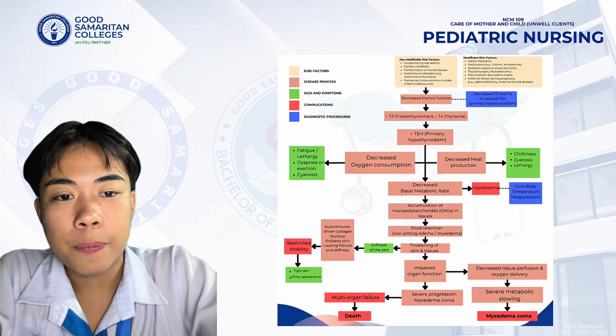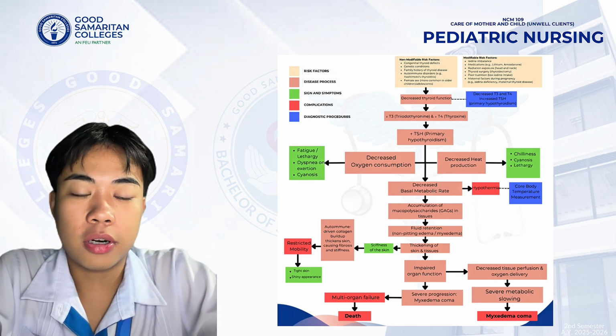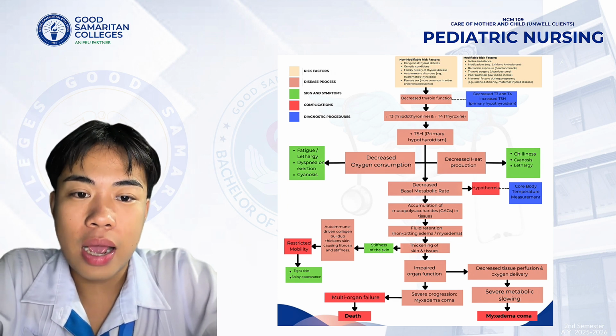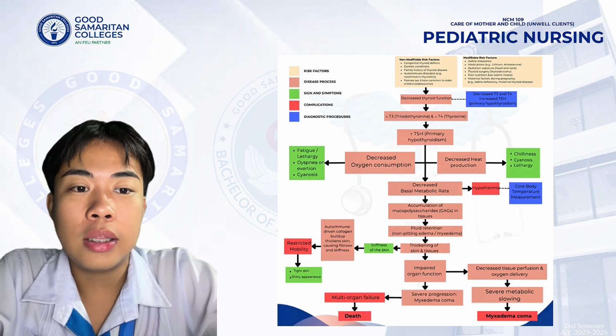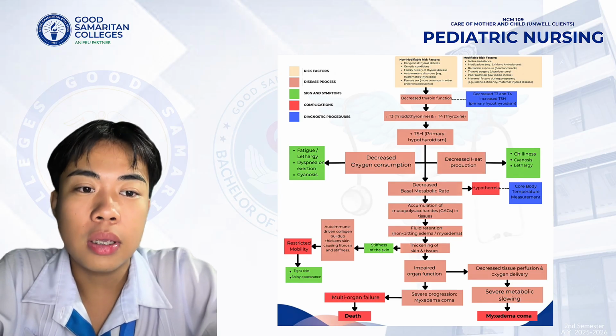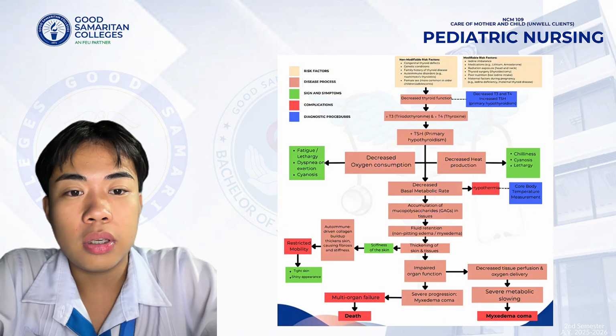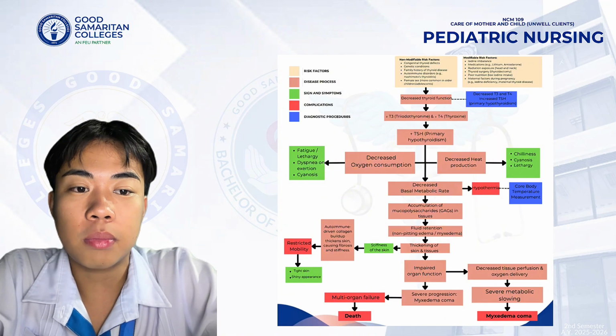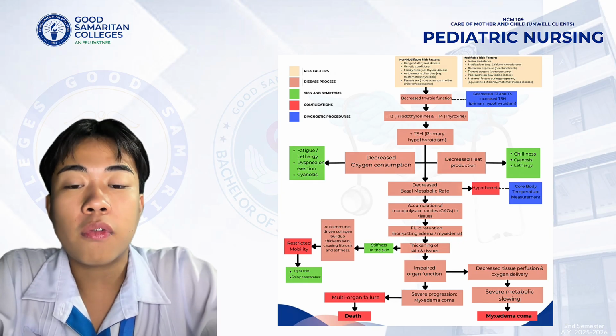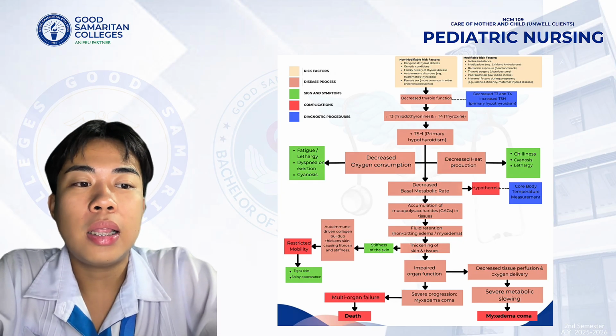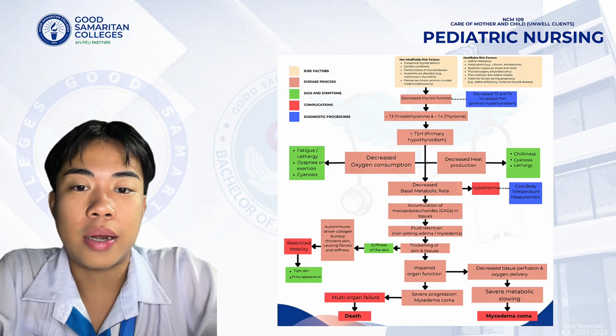So in summary, hypothyroidism occurs when there's an insufficient production of thyroid hormone, leading to generalized slowing of metabolic processes. So the condition may originate from the thyroid gland itself or from problems in the hypothalamus or pituitary gland.